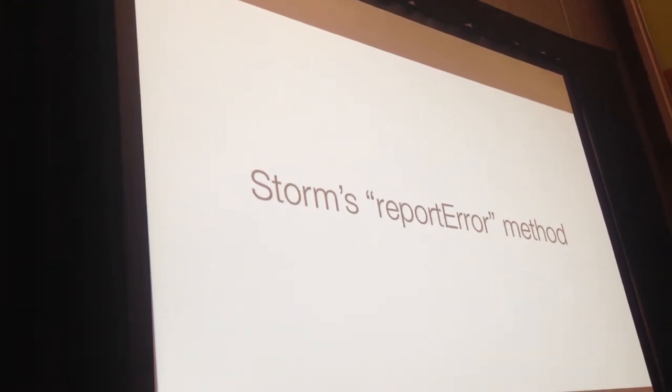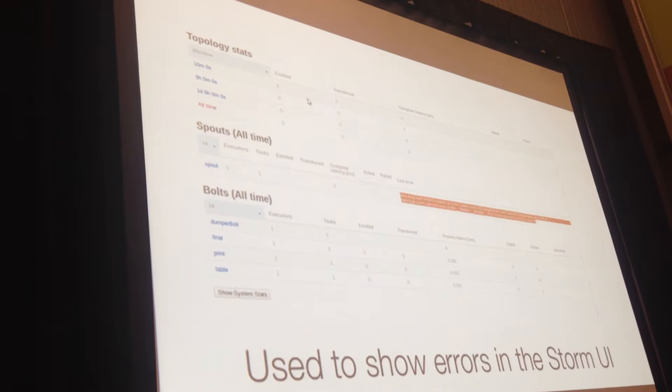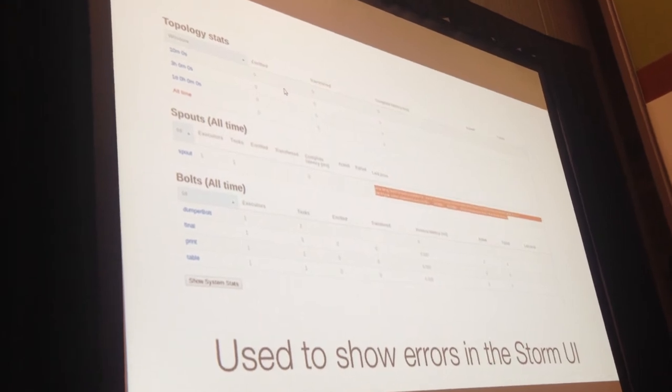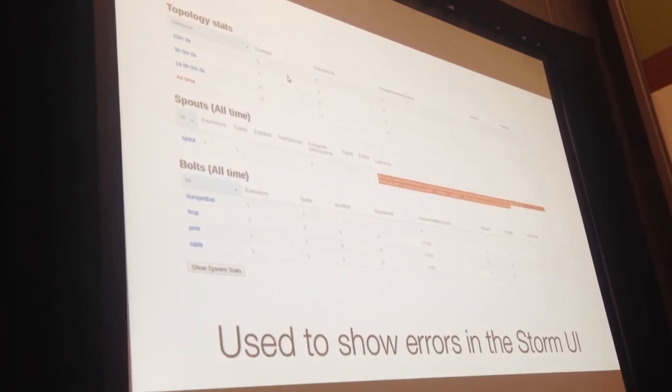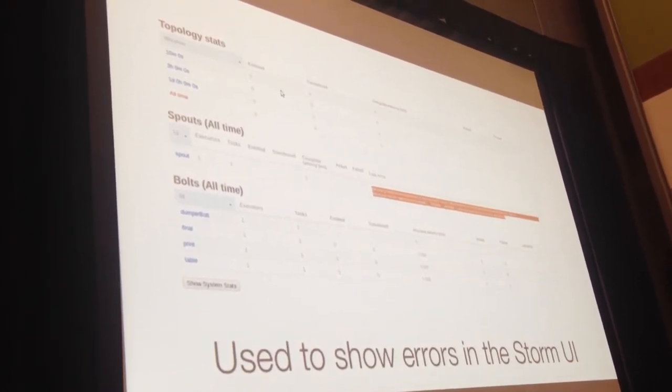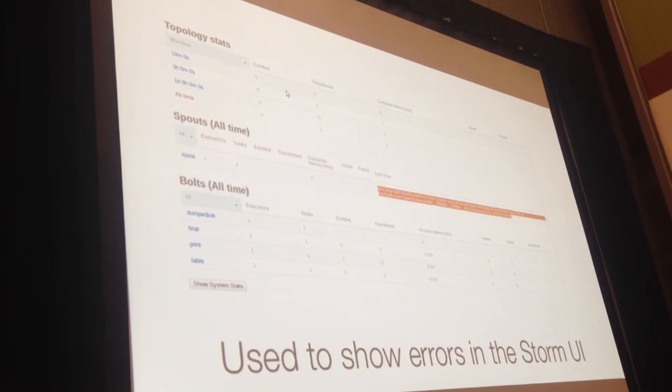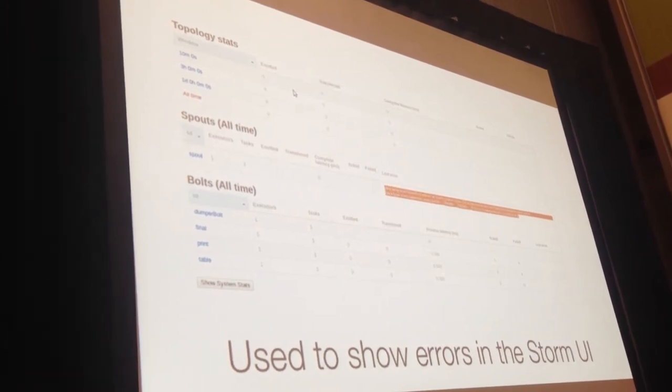So let's get back to the report error method. The report error method is a function provided by Storm that a developer can use to display errors in the Storm UI. The Storm UI is a central place that a developer can go to see what's going on with the topology. You can see things like statistics and metrics, and also errors that are happening in the topology. So using the report error method is a quick and easy way to see what's going on through computation all across the cluster.